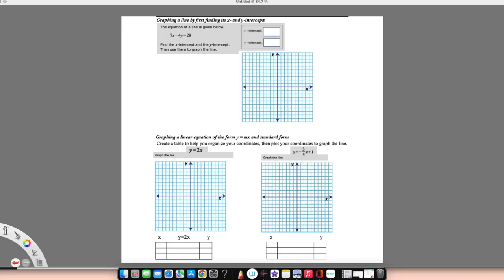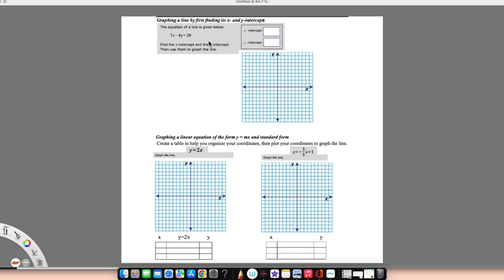Alright, so in this video we're going to continue to look at x and y intercepts, and we're also going to start to look at using a table to graph a line. So first, using x and y intercepts, we first have to find our x and y intercepts and then use them to graph the line.